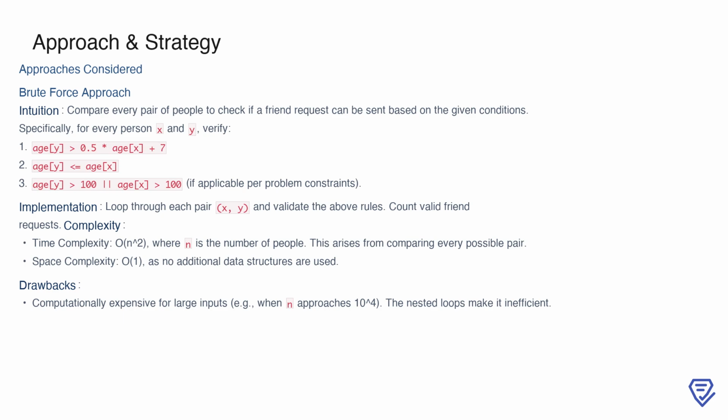However, this approach has significant drawbacks. The time complexity is n squared, as we are comparing every pair of people, making it computationally expensive when the input size becomes large. For instance, if the number of people approaches 10,000, this approach becomes impractical. Additionally, it doesn't require extra memory, which keeps the space complexity at O(1), but the inefficiency in time is the primary concern with this method.